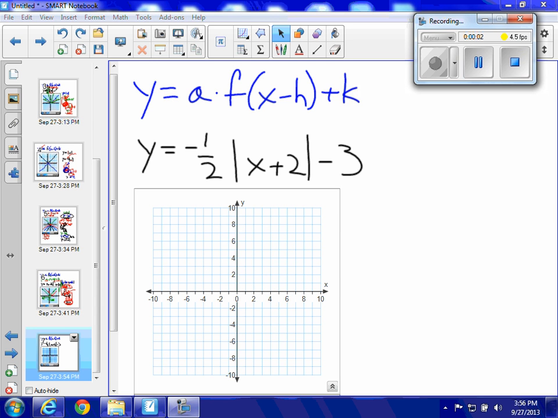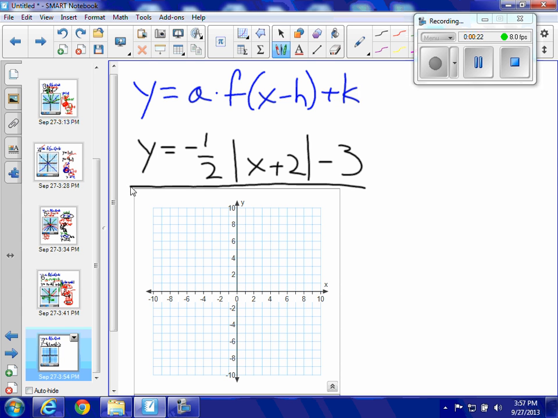Let's try putting one together with each one of these different little pieces here. So this is the function I am going to graph right here: y equals negative 1/2 absolute value of x plus 2, minus 3. I'm going to start out with y equals absolute value of x, the parent function. Always start with the parent function. Here's my parent.